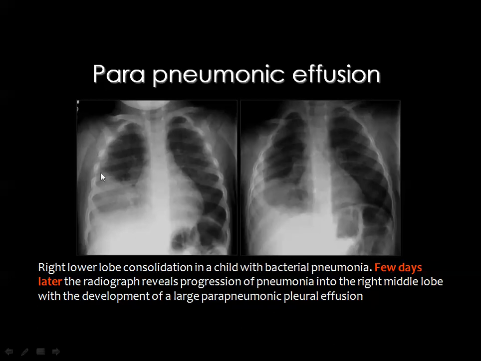You see a pneumonic consolidation in the right lung base, and this consolidation is masking the cardiac shadow, denoting it is in the middle lobe. And in the follow-up X-ray, you see the development of fluid, which is raising along the lateral chest wall, denoting the presence of pleural effusion.